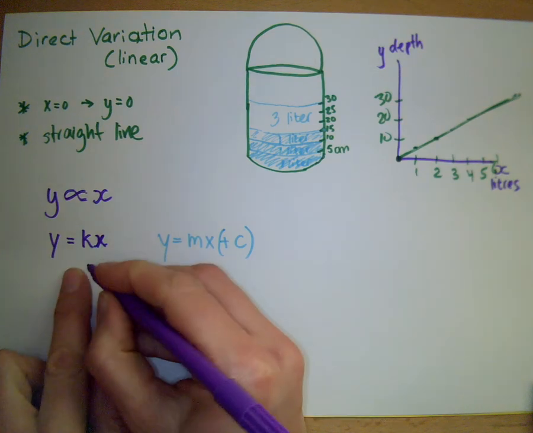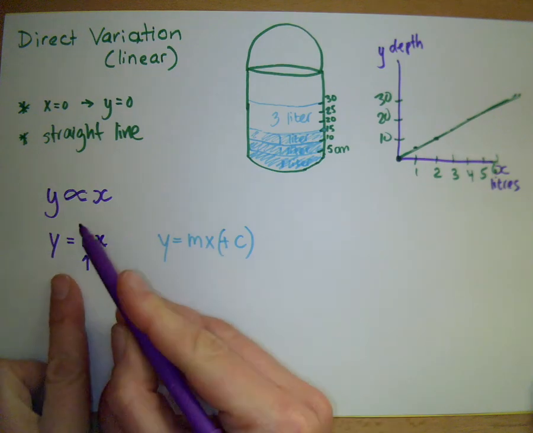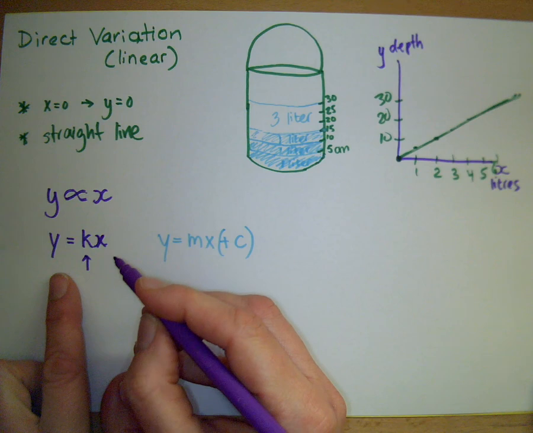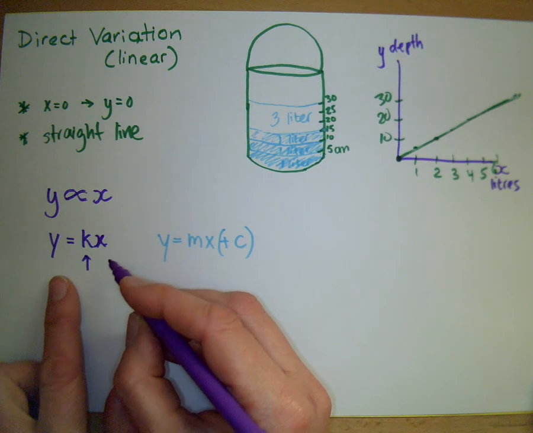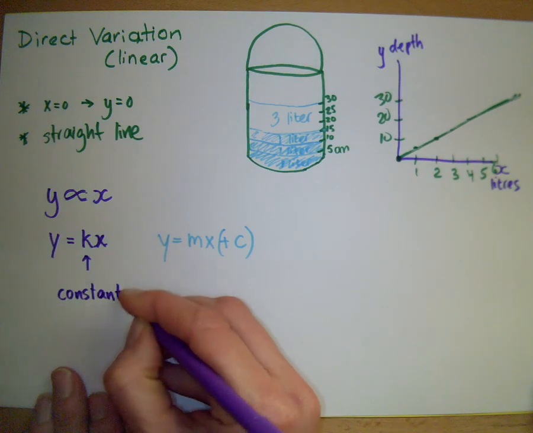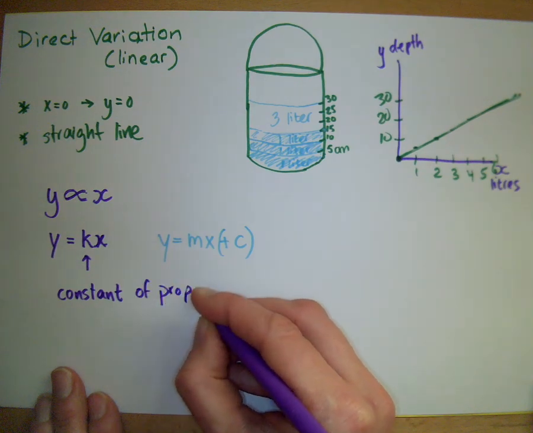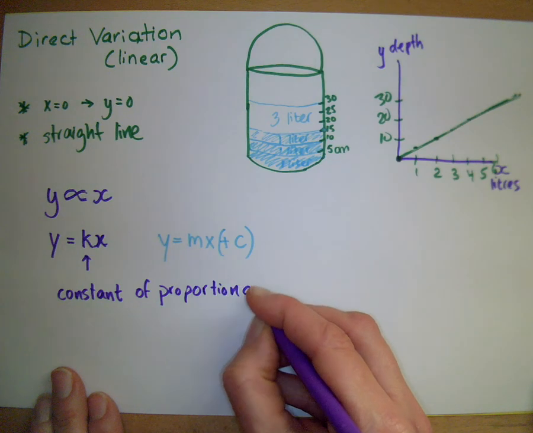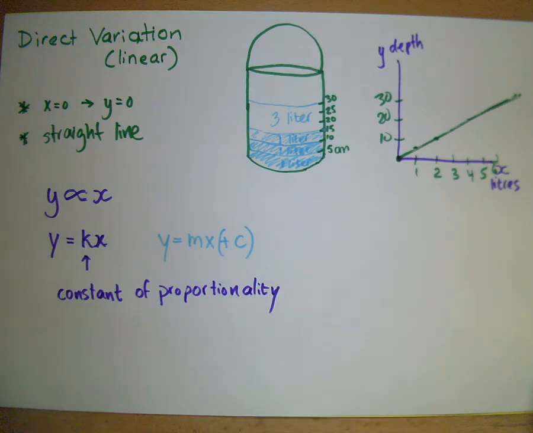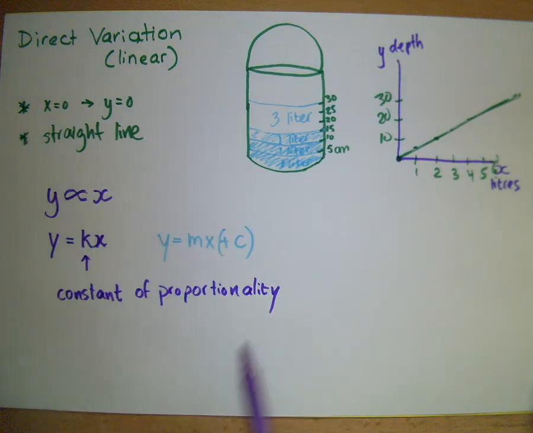Right, and k in this case, so we don't use the letter m, which we usually use in a straight line equation, but we have a k now, and k is called the constant, because it's one number, right? Constant of proportionality. So really, it's the slope of the line when we graph the relationship. But in this setting of a direct variation, we call it the constant of proportionality.